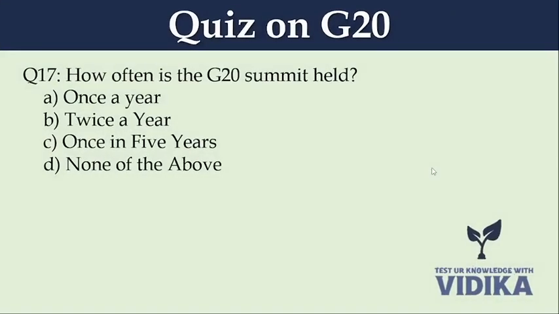How often is the G20 summit held? Option A once a year, option B twice a year, option C once in 5 years, option D none of the above.